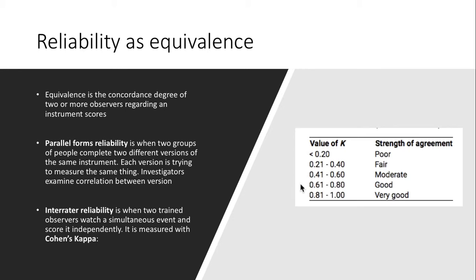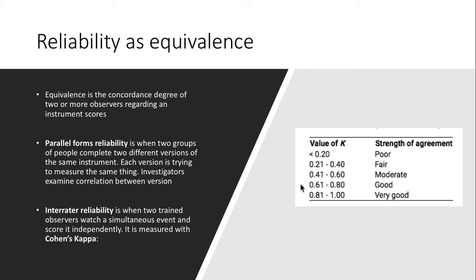You're also going to look at whether it is equivalent, and this is the concordance, the degree of agreement of 2 or more observers regarding an instrument's scores. One example reliability test would be parallel forms reliability. This is when 2 groups of people complete 2 different versions of the same instrument. Each version is trying to measure the same thing, and then the investigators examine the correlation between them. Or there's inter-rater reliability.